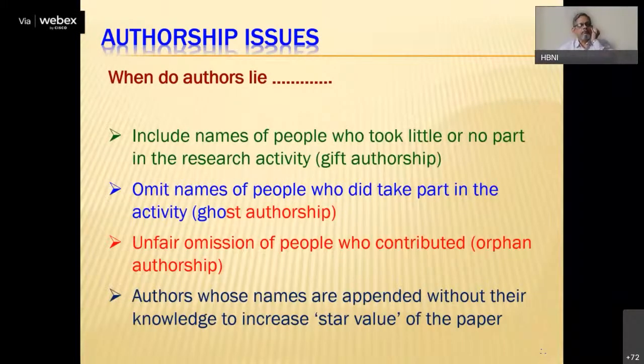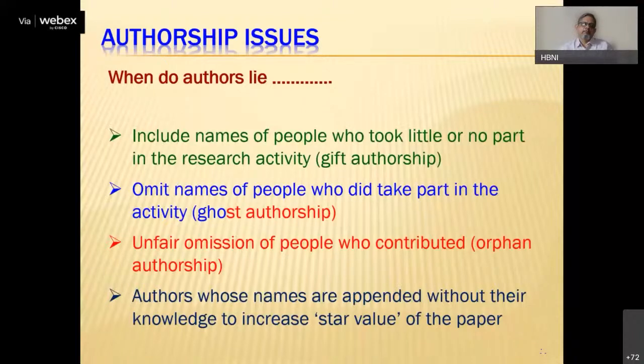So when do authors lie? That means when does misconduct happen in the case of authorship. This happens when people include names of people who took little or no part in the research activity. So this is called a gift authorship.